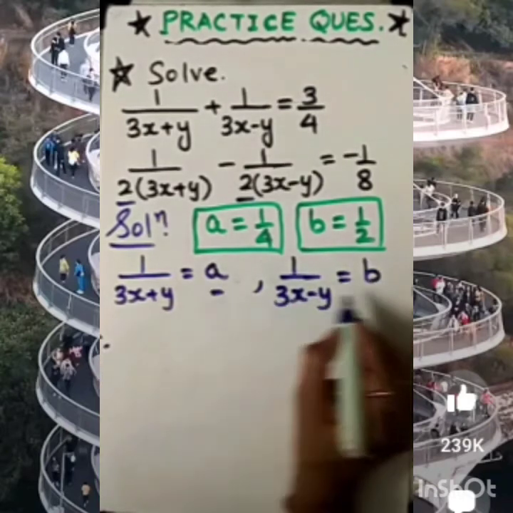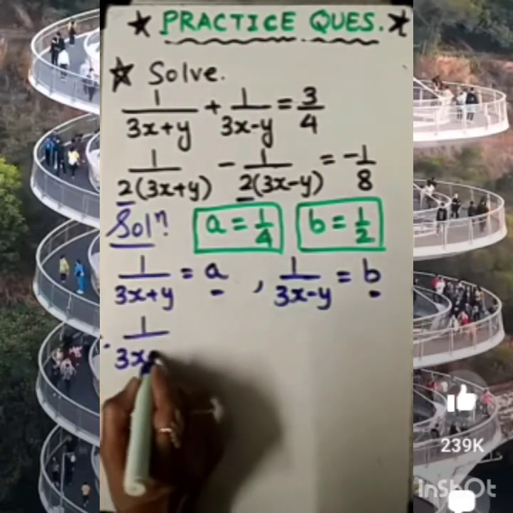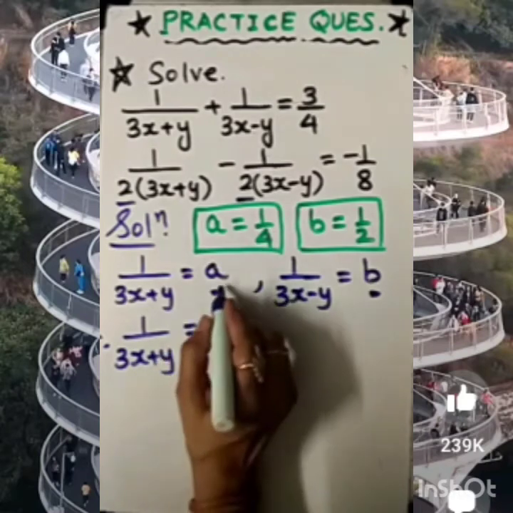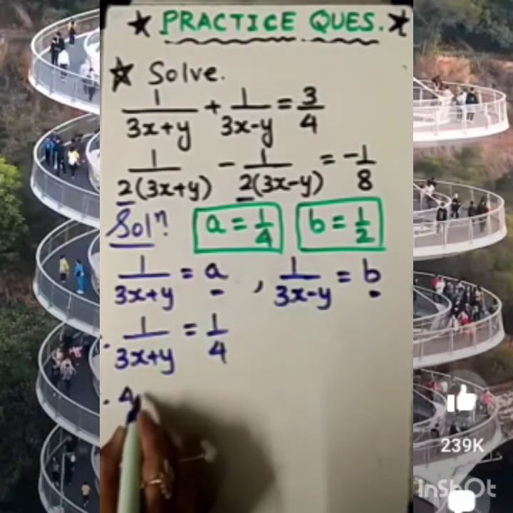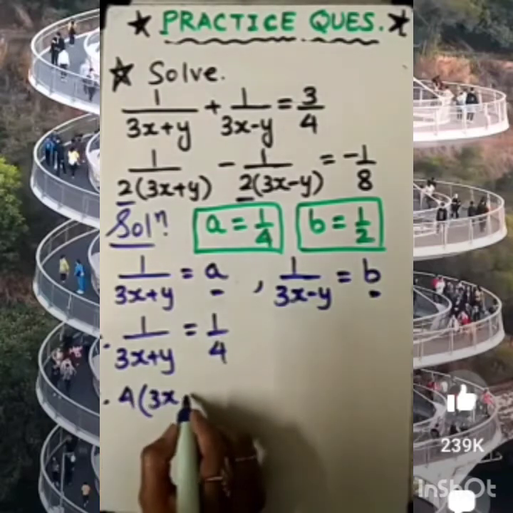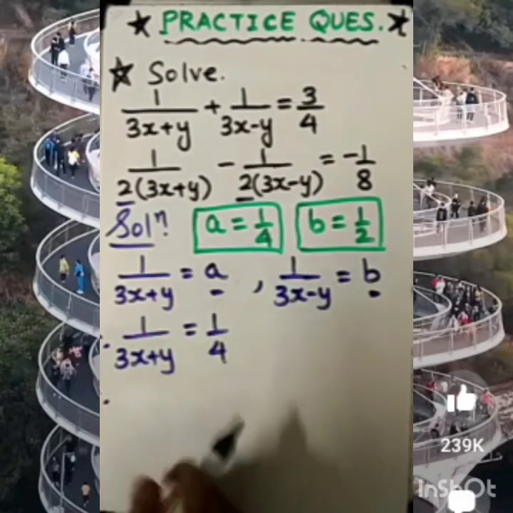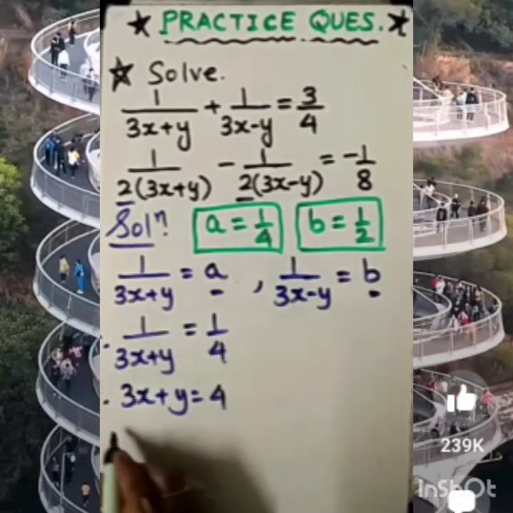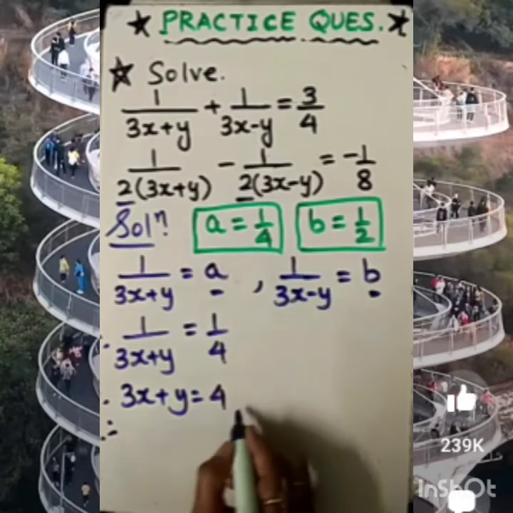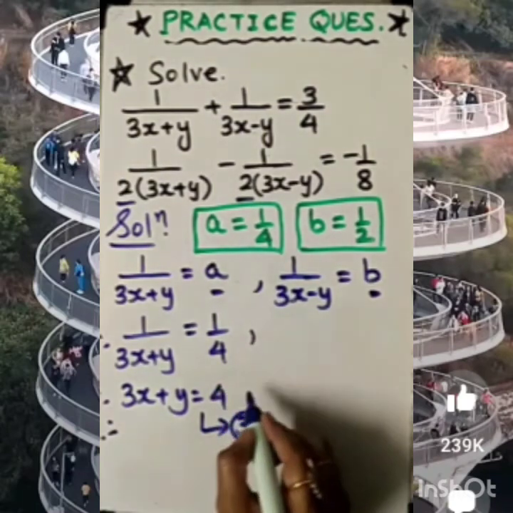Now in place of a and b, we are putting its value. So here we will have 1 upon 3x plus y. What is this? This is 1 by 4. So cross multiplication, here it will be 4. So I need to write here 3x plus y equal to 4. Cross multiplication. Therefore, this is our equation number 3. This is another equation we are gaining through that. Okay. So don't worry. Let's simplify.